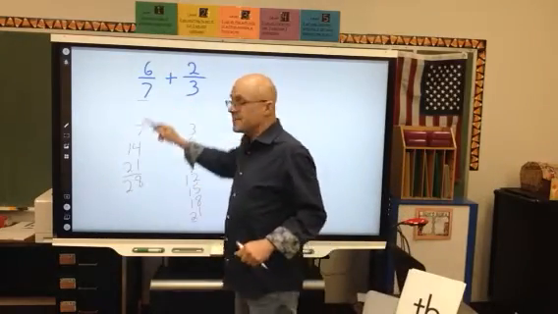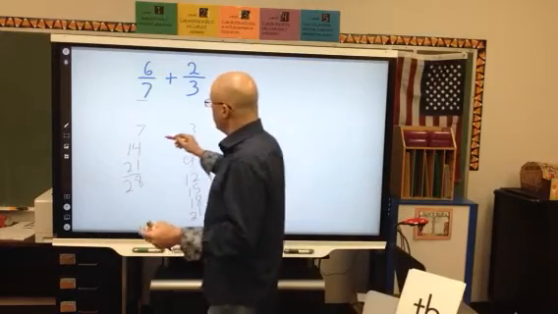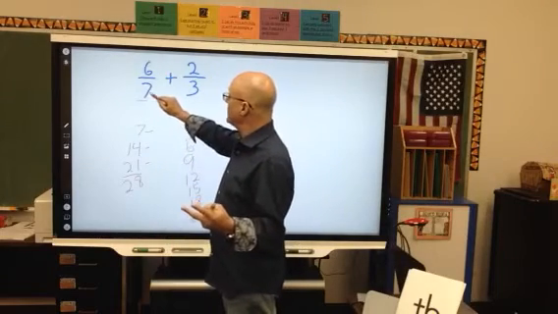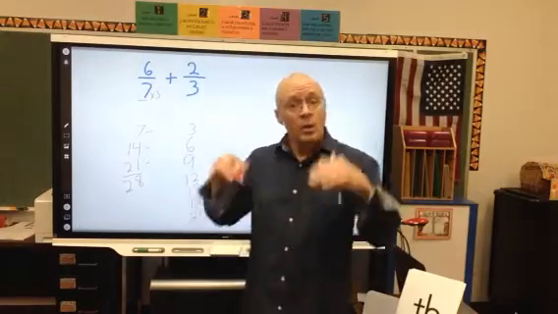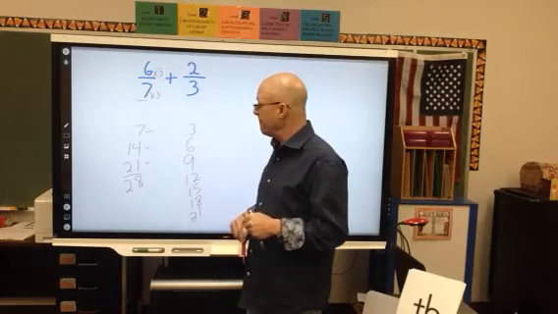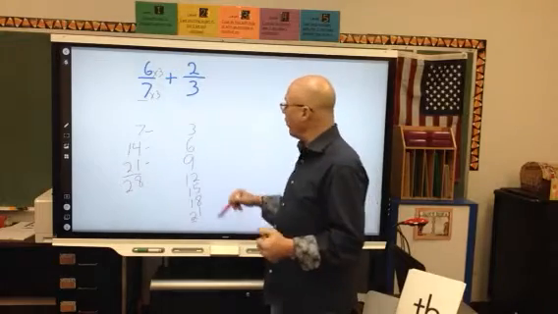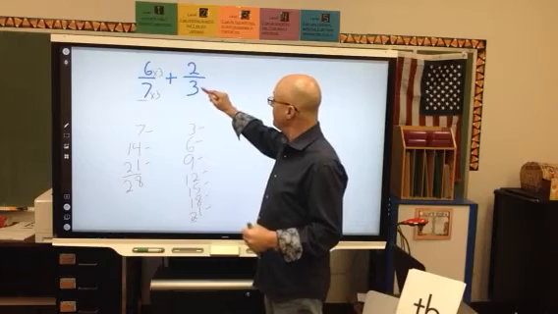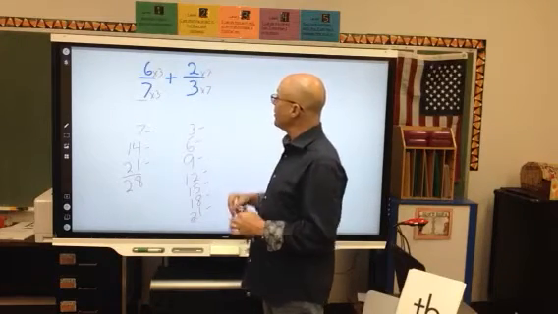So what did we do to this 7 to get 21? How many times did we multiply it to get 21? We got 1, 2, 3. So we did 7 times 3 is 21. Whatever we do to the denominator, we must do to the numerator. 6 times 3. Now, how many times did we multiply 3 to get 21? 1, 2, 3, 4, 5, 6, 7. So we have to times the denominator by 7 and the numerator by 7.